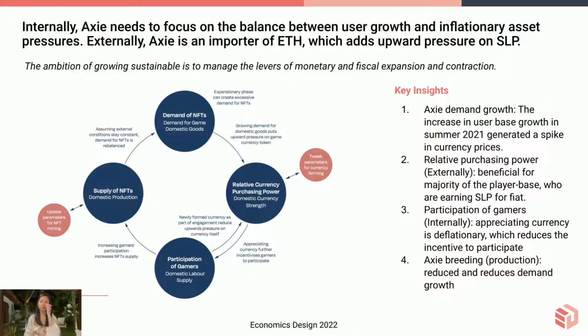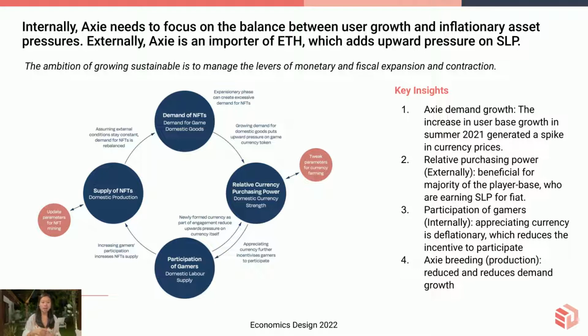In the physical world, that is where you have increased population growth or increased migration coming into your economy, which is great because, again, it becomes a circular thing where it increases the amount of user growth and inflates the assets even more, and the domestic supply of NFTs, the Axies, starts to increase because there's just more demand. And that becomes a cycle.